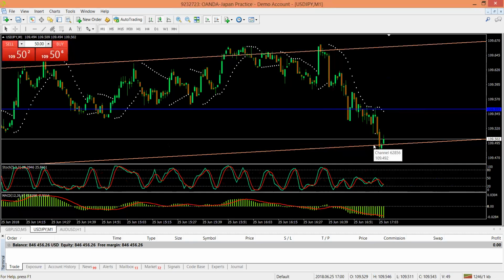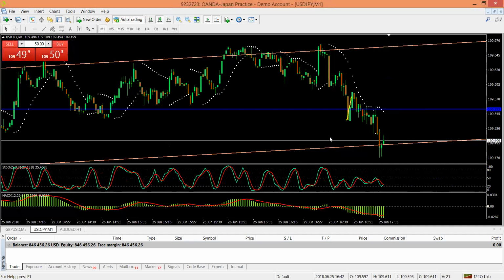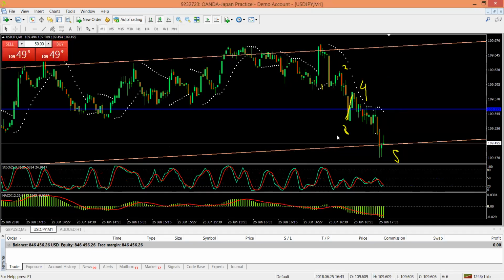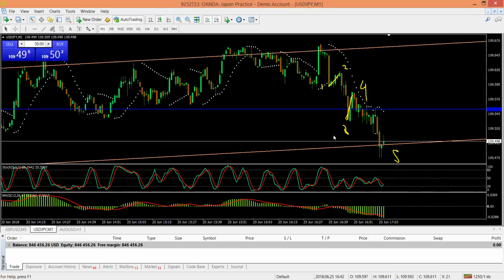The reason you say that is because of this wave 4. You can see it here, and this never went into the price of wave 1. So this one never went into price 1. So this is the Elliott wave structure.